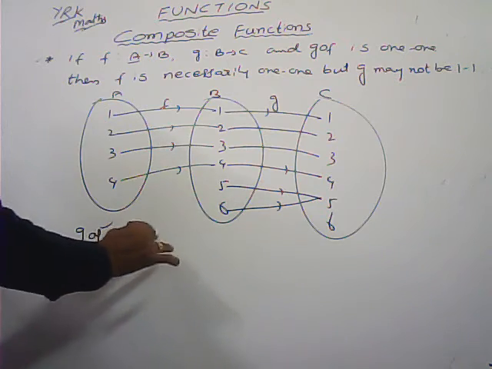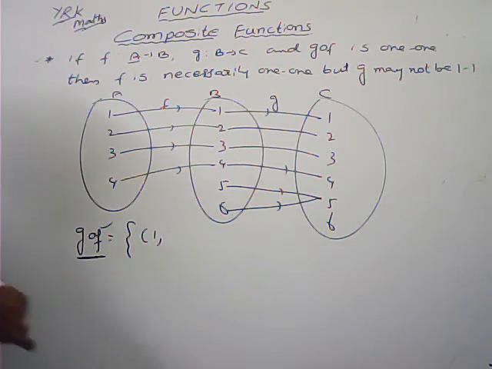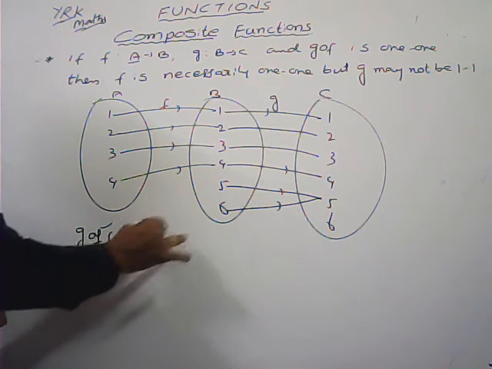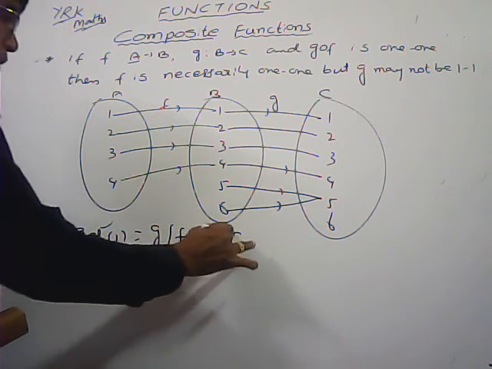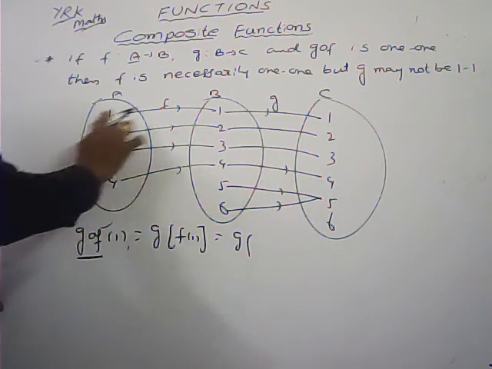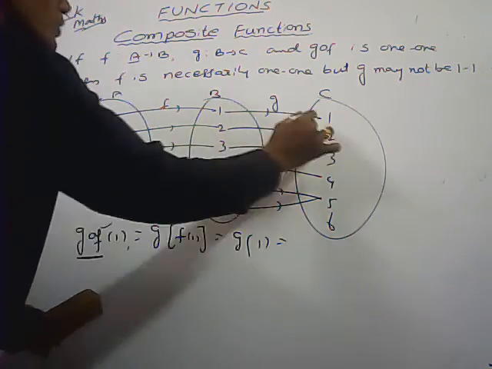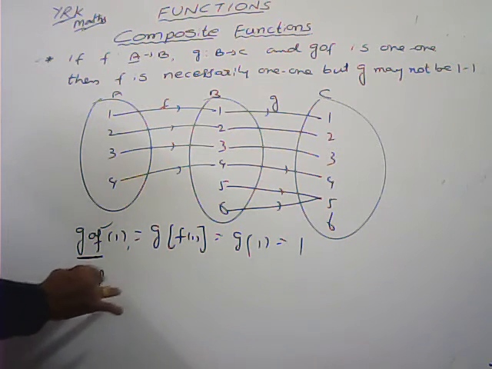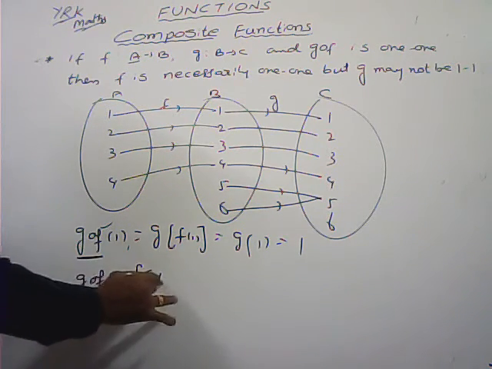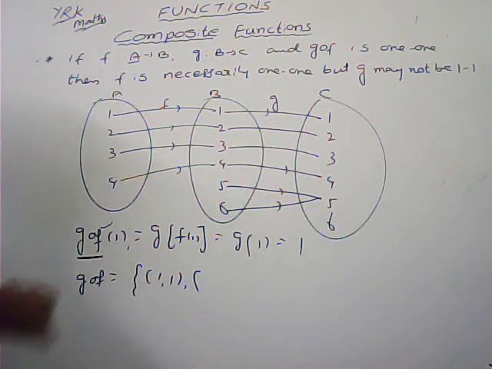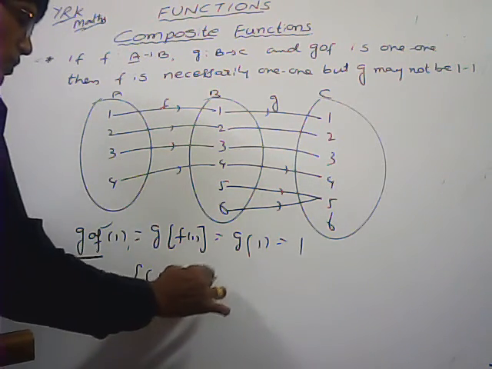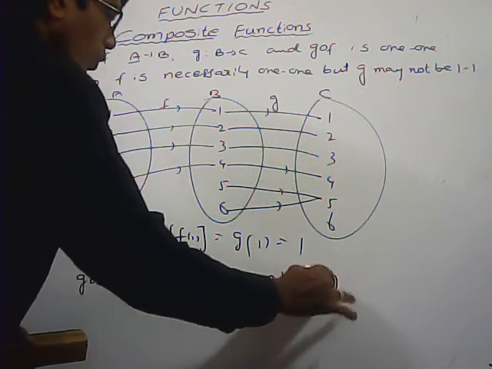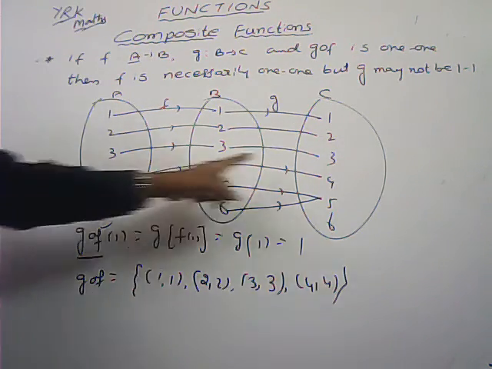Now if I take 1, otherwise here we can write G circle F of 1, that is equal to G of F of 1. That is equal to G of, what is the image of 1 under F? That is 1. G of 1 is equal to 1. Like that we can complete all. I am writing all these. If I take 1, we are getting the image of 1. By taking 2, by taking 3, by taking 4. Now here you can see 4 we are getting.